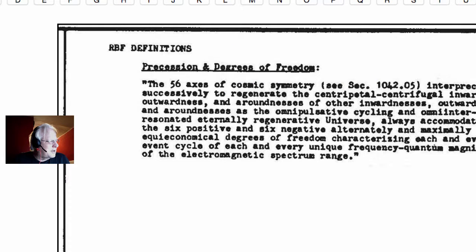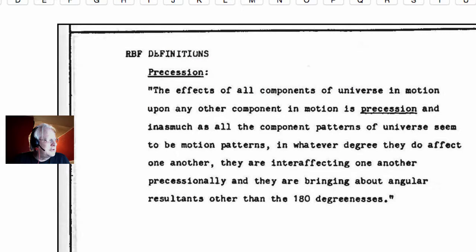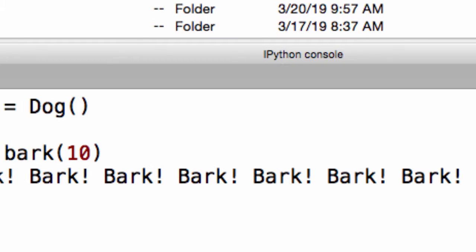Okay, so I'm not going to find the exact quote used in my, yes, there it is. Is that it? Gosh, this is close. The effects of all components of universe in motion upon any other component in motion is precession, and inasmuch as all the component patterns of universe seem to be motion patterns, in whatever degree they do affect one another, they are inter-affecting one another precessionally, and they are bringing about angular resultants other than the 180 degreeness.